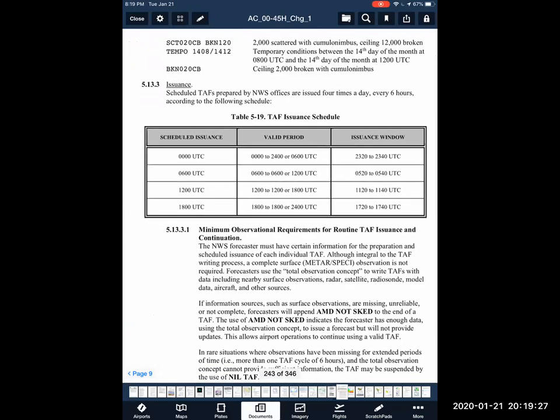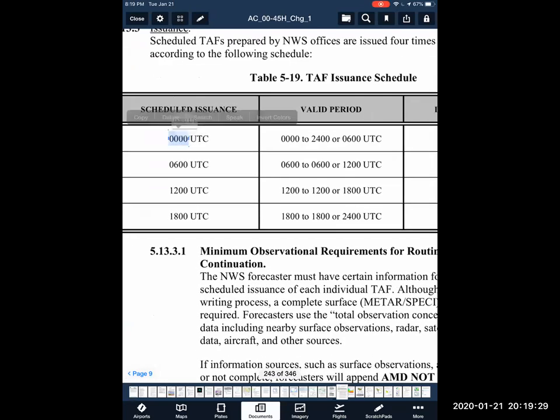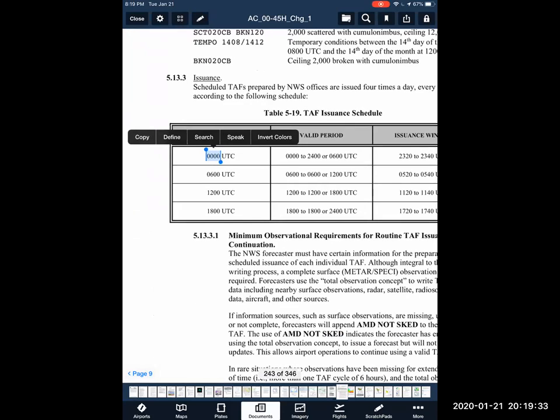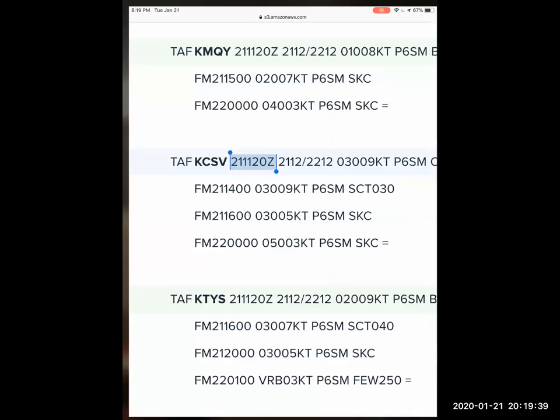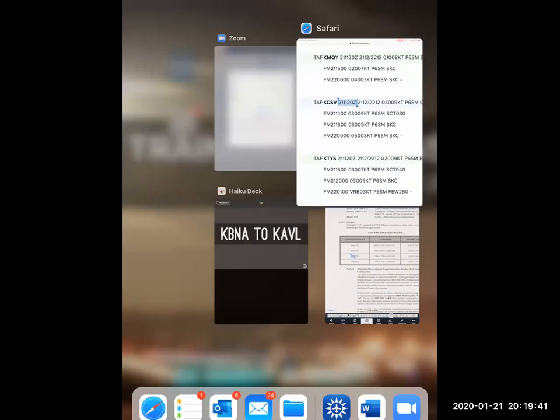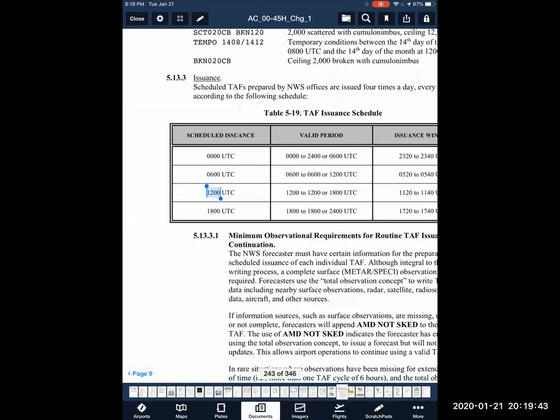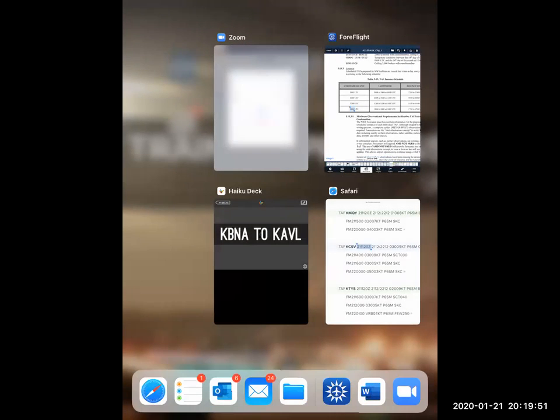So you can see that there are scheduled issuances basically once every 6 hours. So the answer is the TAF comes out once every 6 hours. Now, ours didn't come out at 1200 Zulu. It came out close to that, at 1120 Zulu. But basically what that means is the next one wouldn't come out until close to about 1800 Zulu, somewhere around 1700 to 1800 Zulu.